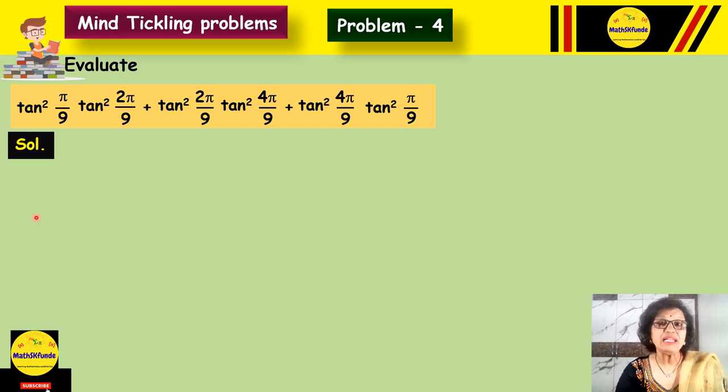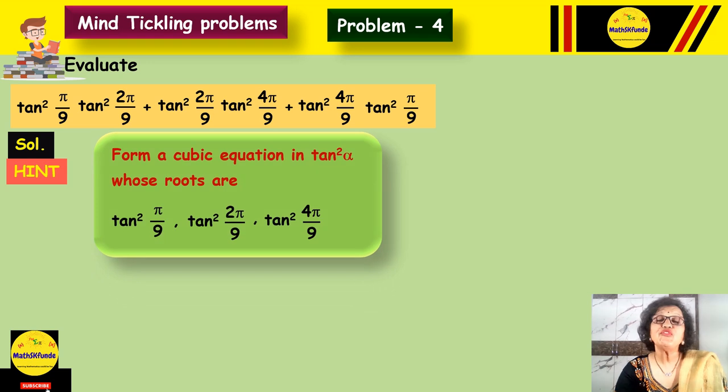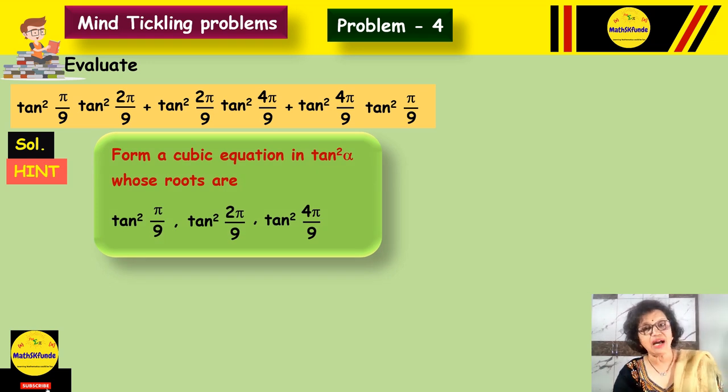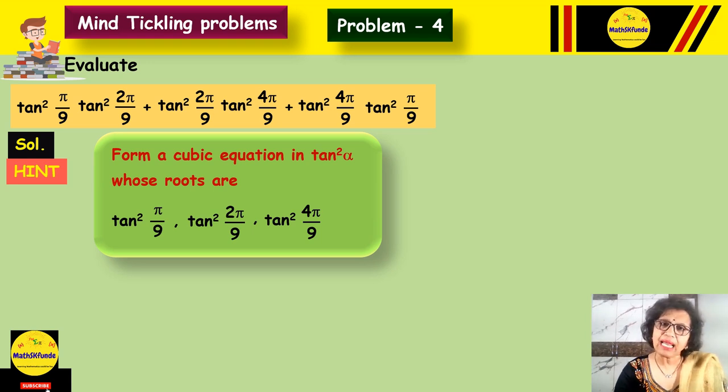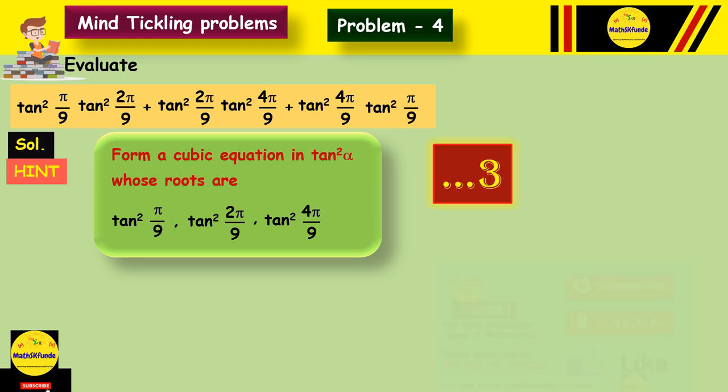Now I will give you some hint. If you wish, you can develop your own solution based on that hint or otherwise also. Please leave your solution in the comment box so that everyone gets benefited. The hint says: form a cubic equation in tan square alpha whose roots are tan square pi by 9, tan square 2 pi by 9 and tan square 4 pi by 9. This is just one hint. I will give you some time and then I'll get back to you again.